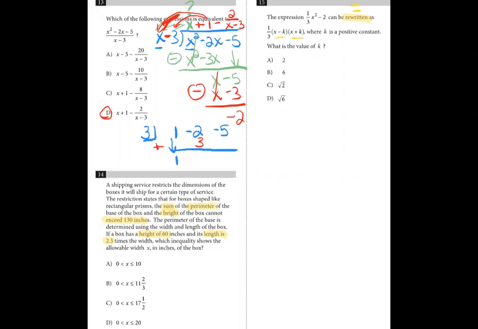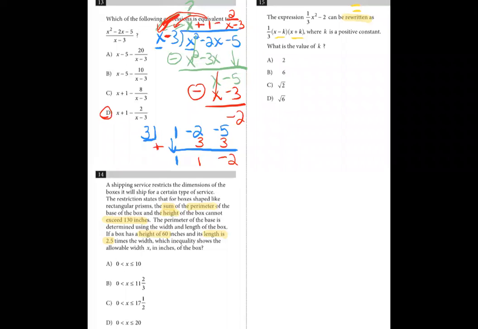-2 plus 3 is 1. And then I multiply again. 3 times 1 is 3. And then I add again. -5 plus 3 is -2. And this gives you the coefficients of your answer, of your quotient from dividing.